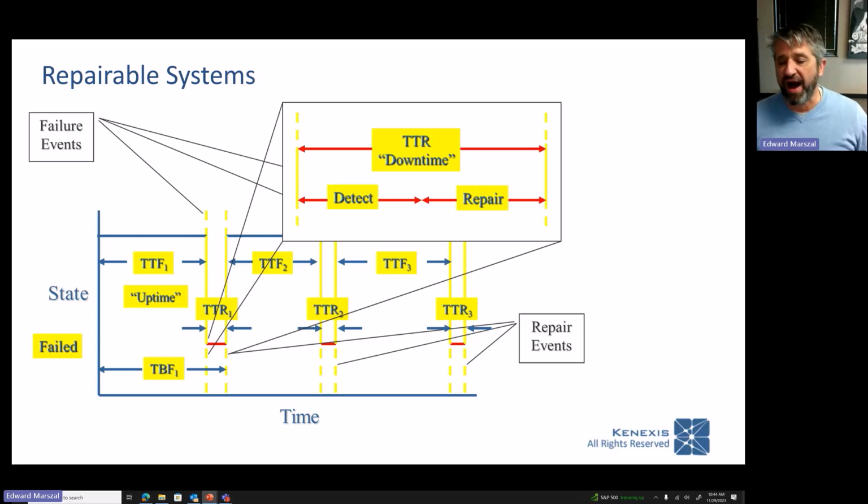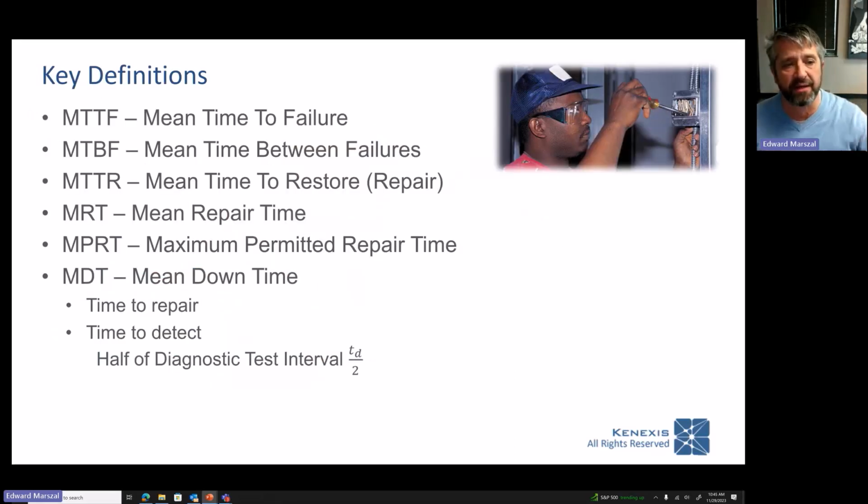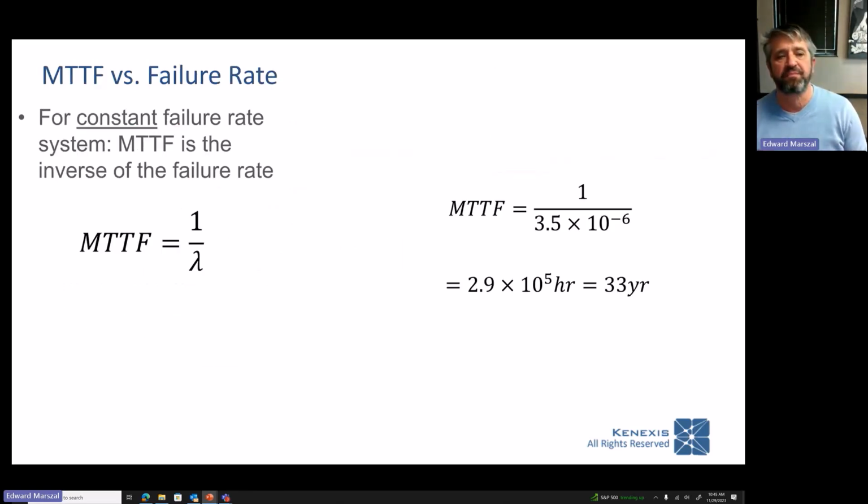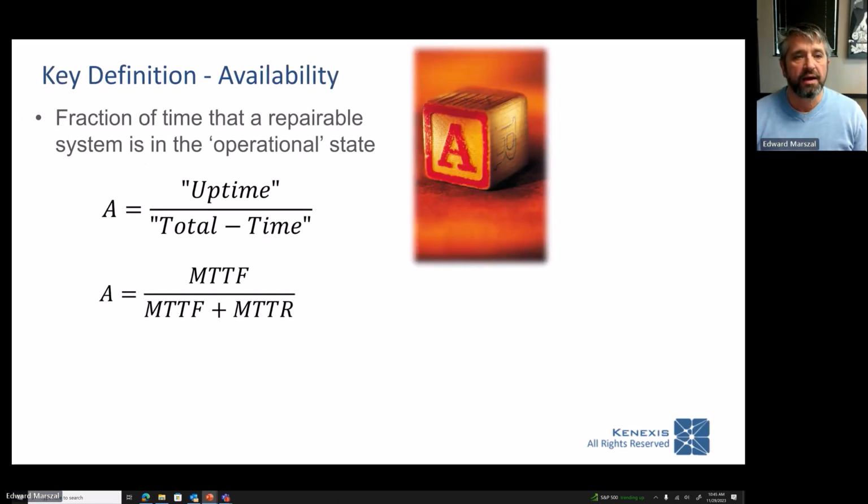Okay, now if I can detect and repair in the middle of a mission because I have diagnostics, it allows you in the middle of the mission to be able to detect and repair a component. Now I have a different framework, a different mentality. I'm going to use a whole bunch of different terms that all have mean in them because I'm using averages over time. And now for those failures that I can detect and repair mid-mission, I'm going to use a different concept.